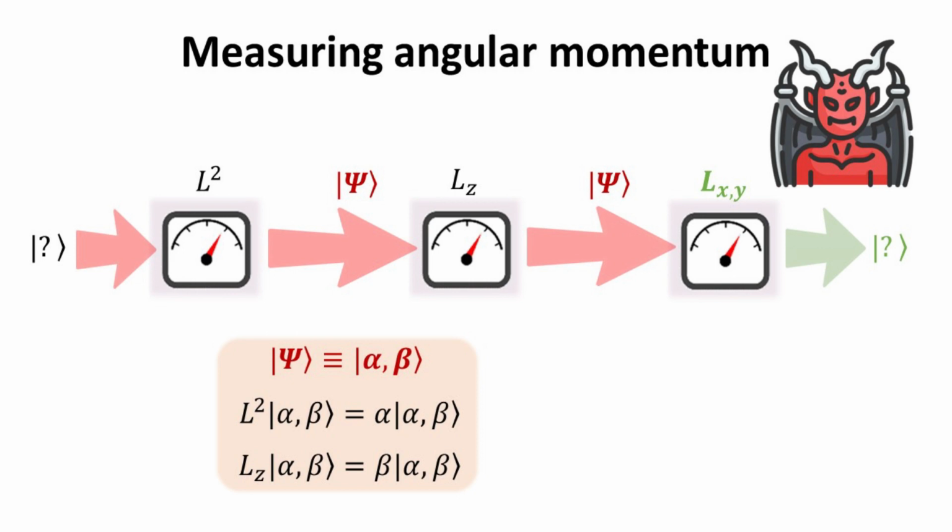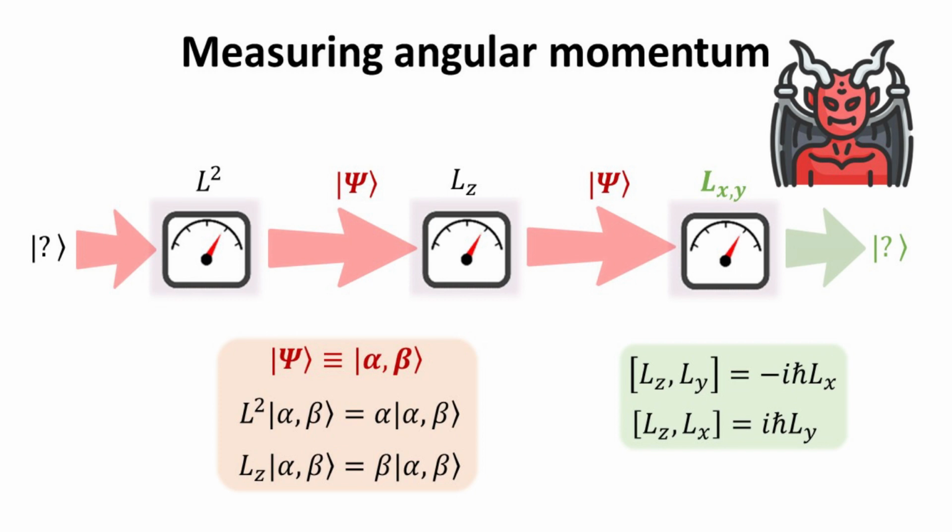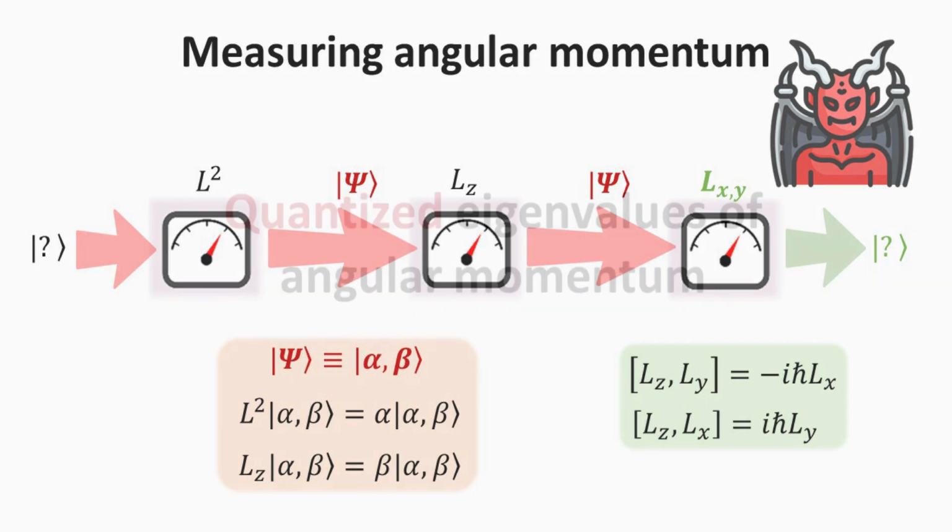Now, if we subject the quantum state to a measurement of the Lx and Ly components, the wave function will be scrambled and the measurement outcome is probabilistic again. This is because the different components of angular momentum do not generally commute, thus are incompatible observables. This pretty much sums up the key ideas in this chapter.